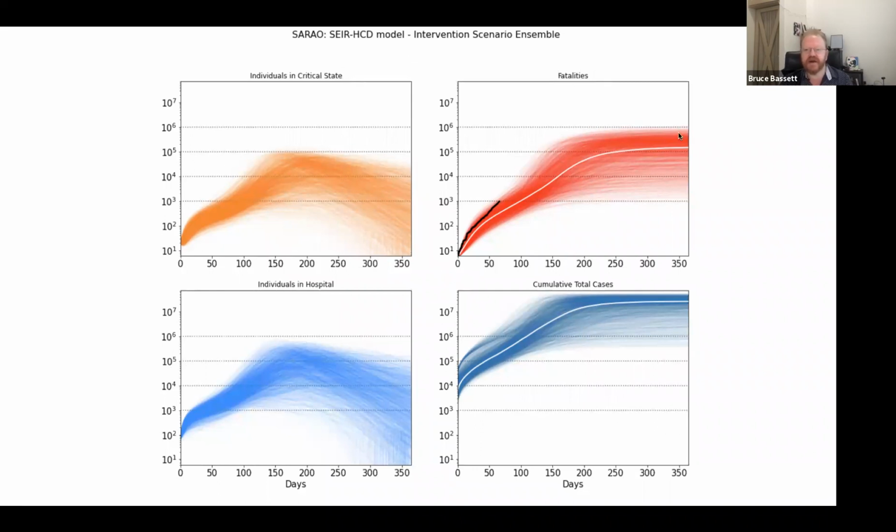And you can see that our predictions ran from a few thousand down here to several 100,000 fatalities. And the median is this white curve that ended up at about 160,000 deaths by the 1st of April 2021. So these are days. And you can see that the black line was the initial data.